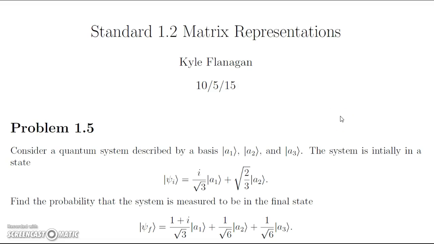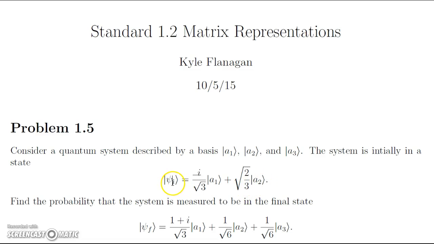Hello, we're going to be doing standard 1.2, which is on matrix representations of states. We're going to be doing problem 1.5 out of McIntyre, which states: consider a quantum system described by a basis A1, A2, and A3. The system is initially in a state psi initial equal to i over root 3 times A1 plus root 2/3 times A2.